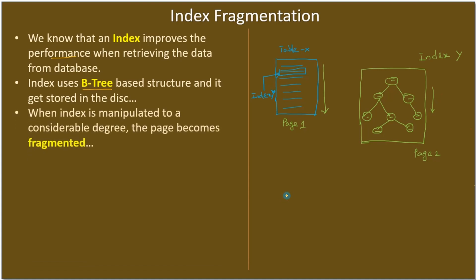When index is manipulated to a considerable degree, the page becomes fragmented. Say for example, when you are retrieving the data, tree traversal happens, right? So it will go through the tree and finds the page, and from that page it will pick the content quickly. But when the index is manipulated, in the sense this is the indexed column, right? Let's state that we have a lot of insert, update and delete.